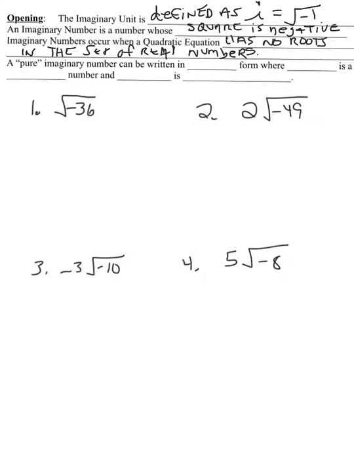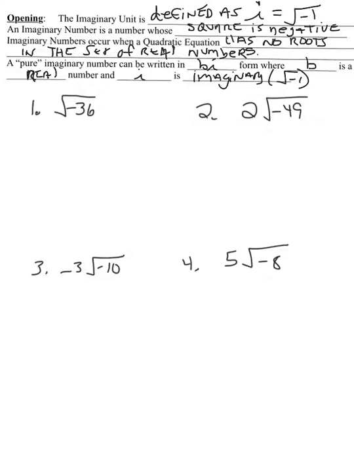So those are imaginary numbers. A pure imaginary number can be written in the form bi, where b is a real number, and the i is the imaginary part, also known as the square root of -1. So, let's start looking at these problems here.